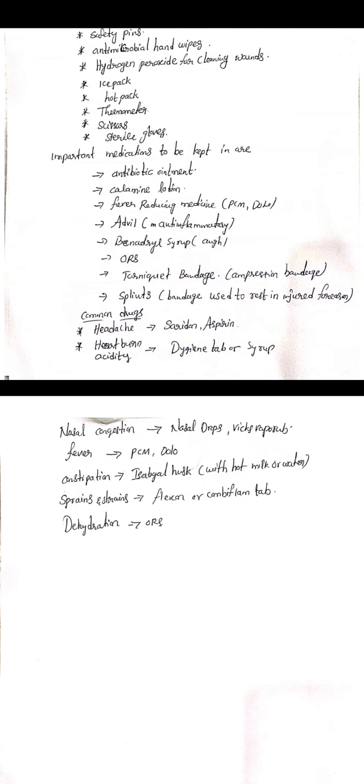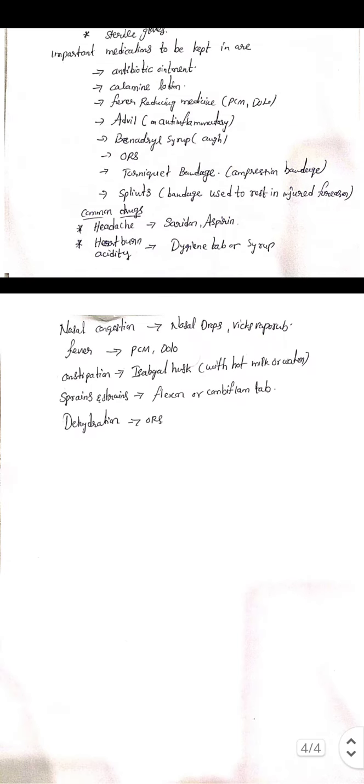Next, tourniquet bandage, the compression bandage, for covering to control the bleeding. Next, splints, for fracture cases. In fracture cases or any bone sprain, to support the limbs, we will use these splints. We have to keep these things in the first aid kit.